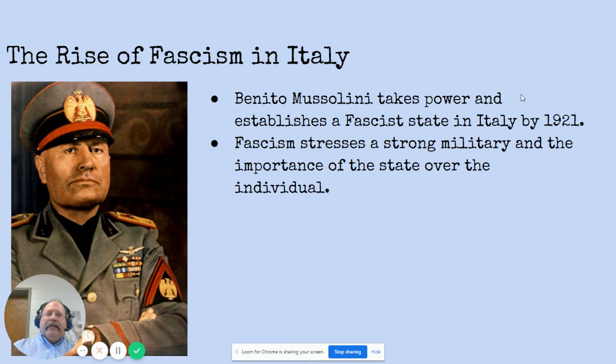The one thing that makes fascism a little different is it stresses a strong military and the importance of the state. But in fascist Italy, private land ownership was a thing. It wasn't a communist country. In fact, the fascists were anti-communist. Mussolini wanted to restore Italy to its grandeur during the Roman Empire. So that's why Italy would then invade North Africa and Ethiopia and really wanted to dominate the whole Mediterranean region.